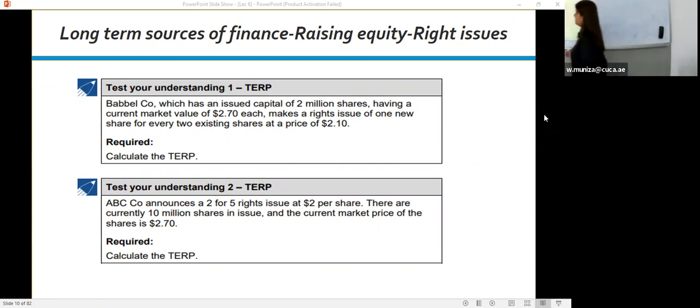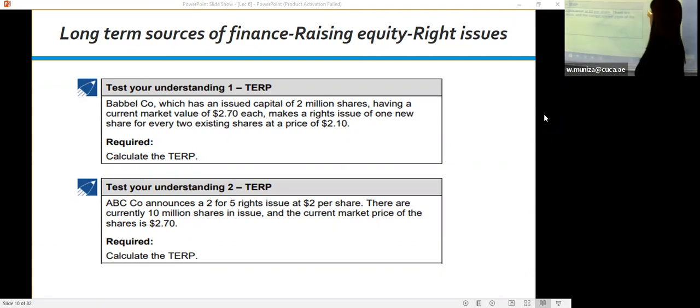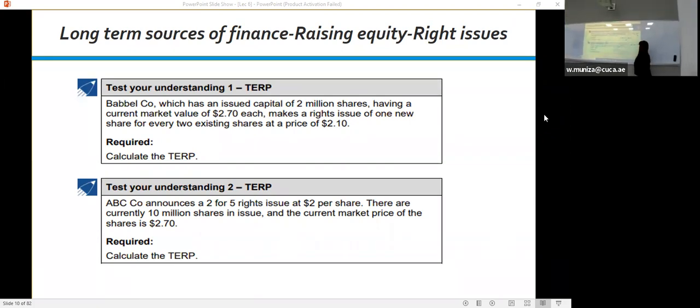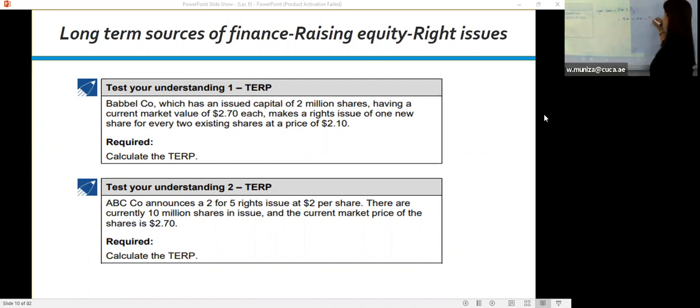There are currently 10 million shares in issue. And the current market price of the shares is 2.7. So my dear students, how many right issue shares are being made? It's 2-for-5, existing shares are 10 million and the proportion is 2-for-5. So how much will it be? 4 million shares. 4 million shares are new ones. And the existing are how much? 10 million. So the total number of shares in issue will now be 14 million.